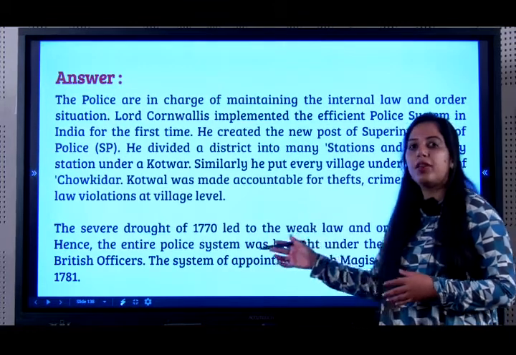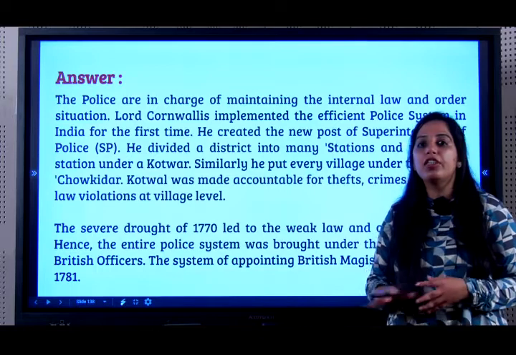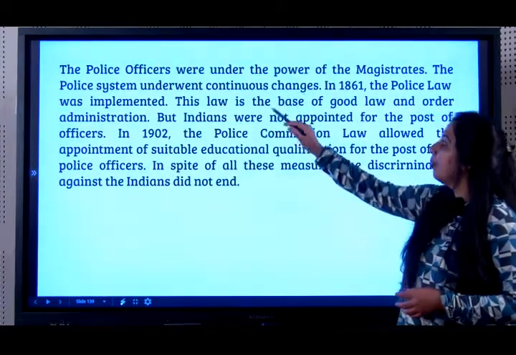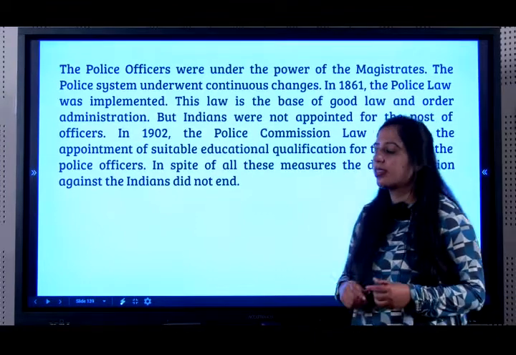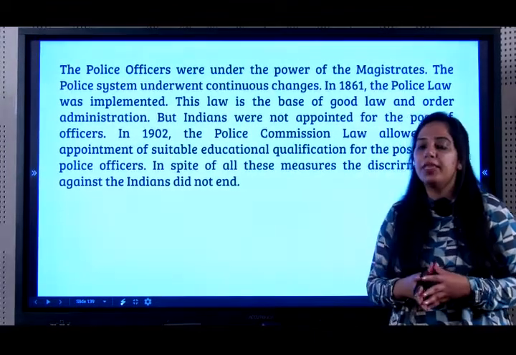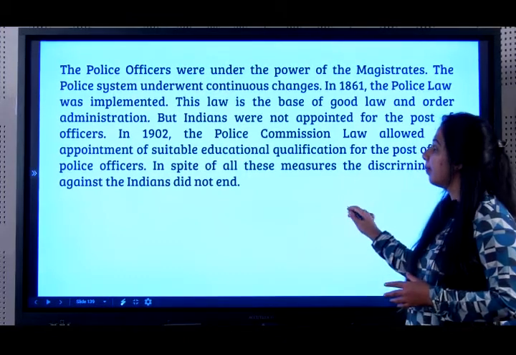Finally, because of the drought in 1770, the British started appointing only British magistrates. The police officers were now under the power of these British magistrates. There were continuous changes, but Indians were not given a post above Subedar.